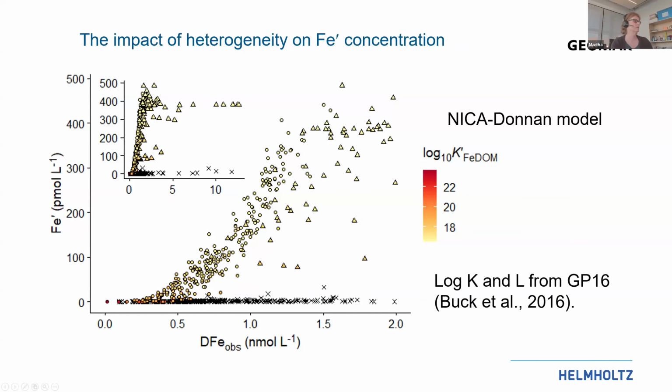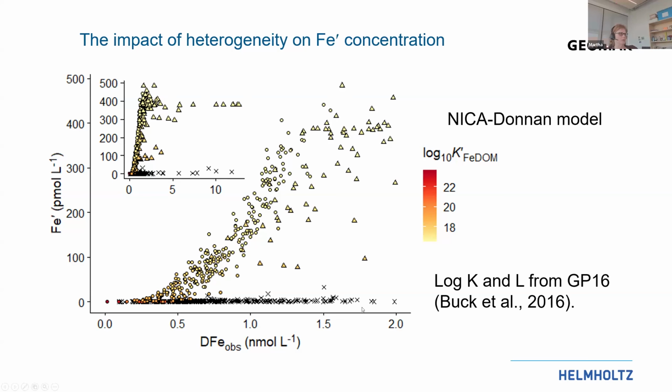So the iron prime concentrations, we can also use this to look at the impact of heterogeneity. If we plot here the dissolved iron concentration against the iron prime concentration, iron prime is related to dissolved iron, as it should be, and it increases. The data here in the colored symbols are from this Nicodon model, so this is from this work. And these crosses here are log K calculated from a non-heterogeneous model, a simple log K and L, which was data collected from GP16, a bit further north in the Pacific Ocean.